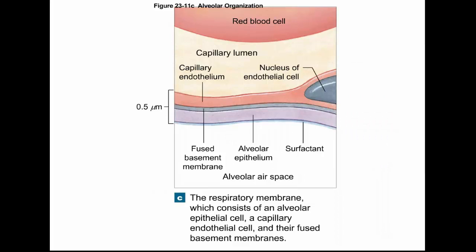Then you've got the next layer, which is the fused basement membrane, and then you've got the alveolar epithelium. So they're joined together. So you've got the capillary and the alveolar membrane joined together. On the other side of the alveolar epithelium is the surfactant. Remember, it's that oily liquid, the phospholipid, which helps keep the alveoli open by decreasing the surface tension. And it's across this membrane that we're talking about when we're talking about pulmonary respiration.